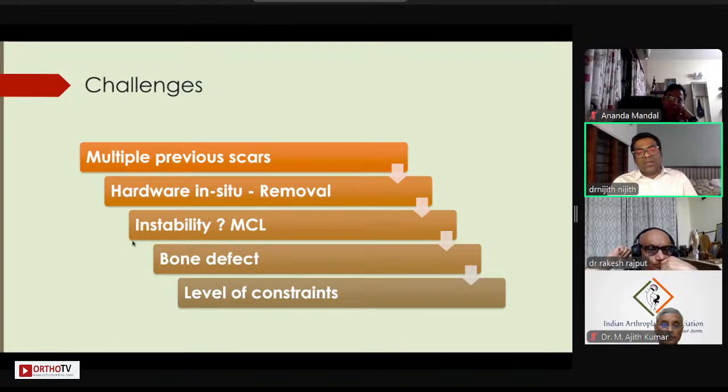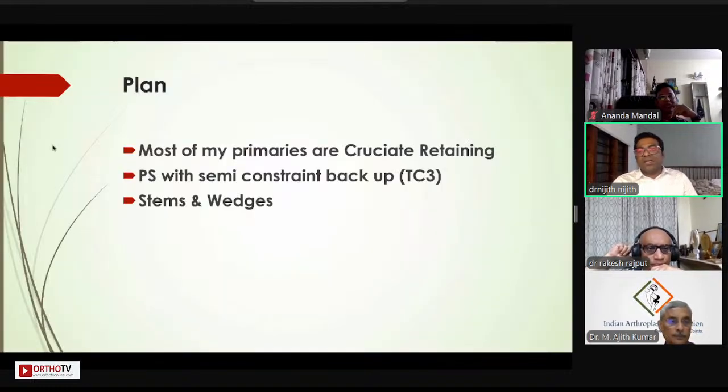So how am I going to address the bone defect? And of course, what level of constraints should I use for this case. So these were the challenges in front of me when I was about to go for this surgery. Now let's stop here and discuss, taking opinions from the floor.